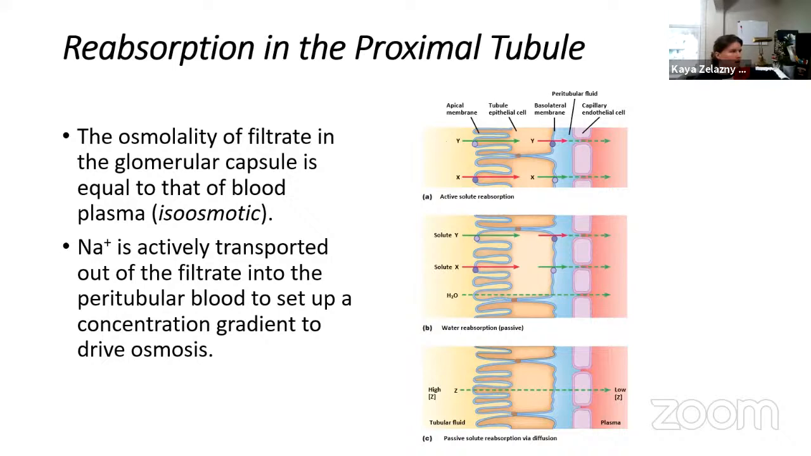When we have this diagram with green, green here on these diagrams means we're looking at passive transport. Red means we're looking at active transport.